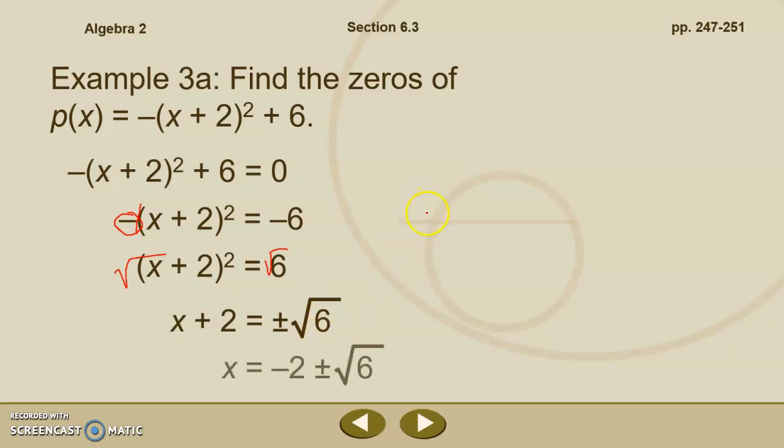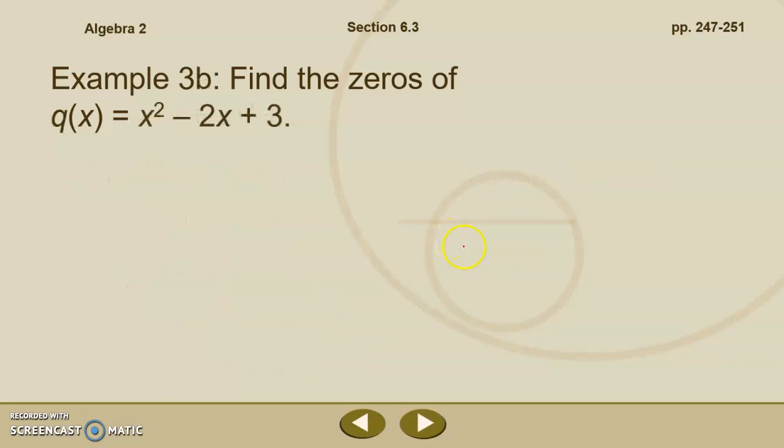Separating that into two equations, I get x equals negative 2 plus the square root of 6, and x equals negative 2 minus the square root of 6. If you needed to graph this, you would need to plug that into your calculator to get a decimal approximation so that you could graph it. And our decimal approximation for that is approximately 0.45 and approximately negative 4.45.